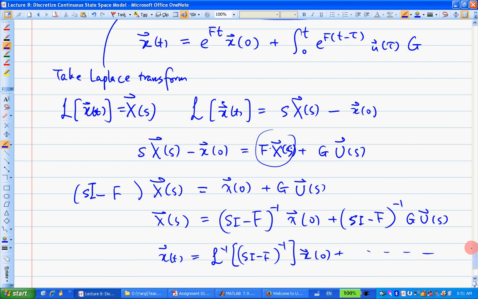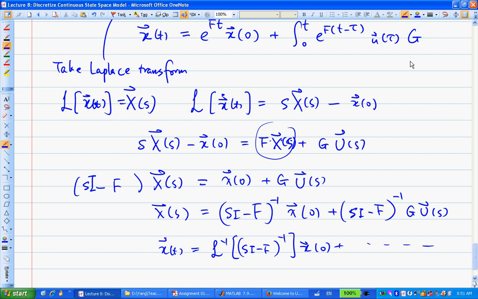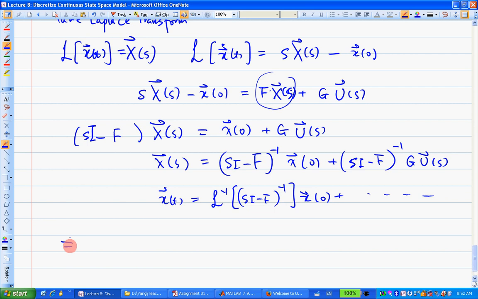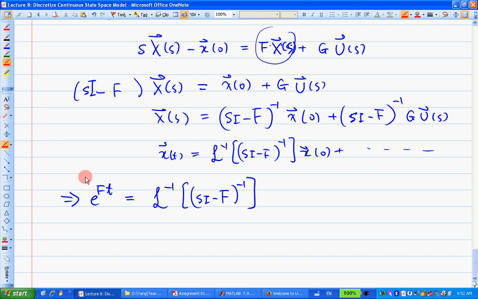So now I want you to compare it here. Both of them are solutions for x of t, and there is a term x of 0 here. So naturally, this e to the power of F t must be this. So now we have e to the power of F t equal to the inverse Laplace of the inverse of s I minus F. There we go.